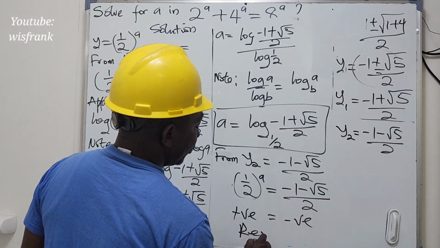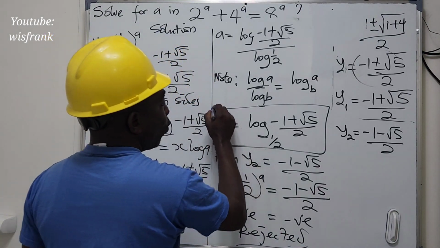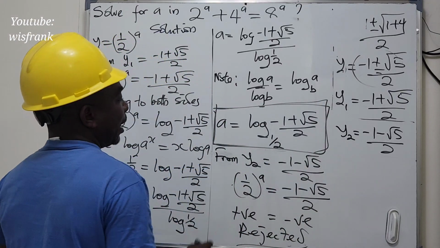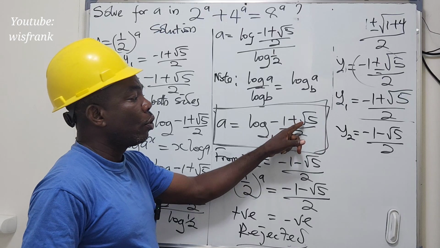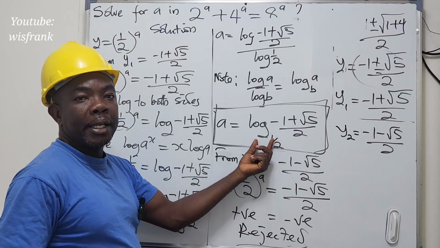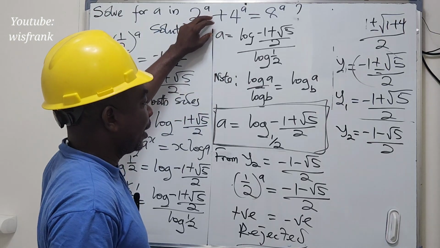So y2 is rejected. What we are left with is y1, and the value of a is log base 1/2 of (minus 1 plus root 5) all over 2. So this is the value of a that satisfies this equation.